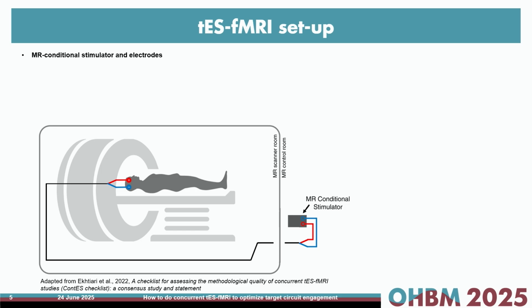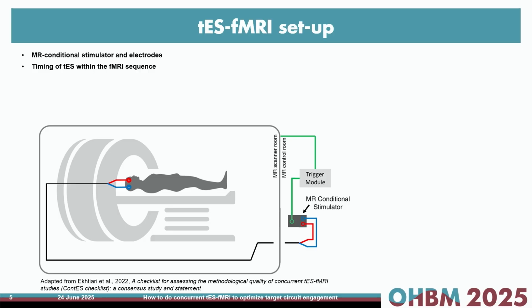So, for doing tES-fMRI, the basic technical requirements are an MR scanner, obviously, and tES equipment, which should be MR conditional. Then, if you want to evaluate the online effects of your stimulation, you also need to make sure that you know exactly where the stimulation occurred within your fMRI series. So we can use a trigger module so that the scanner sends a trigger to initiate stimulation.